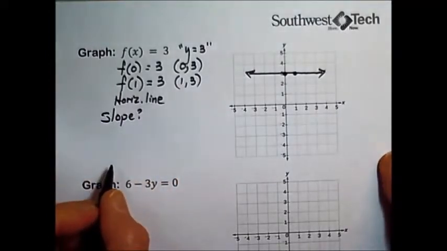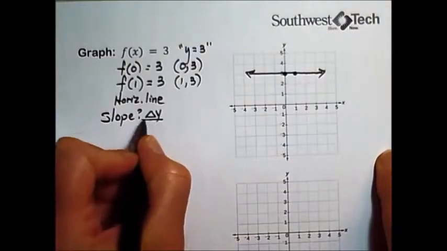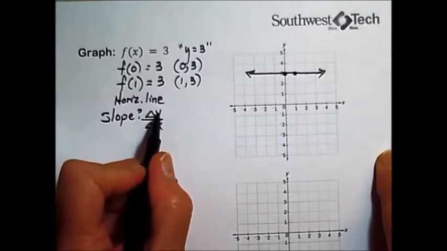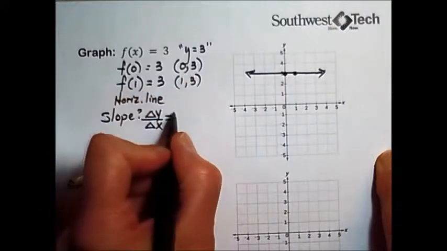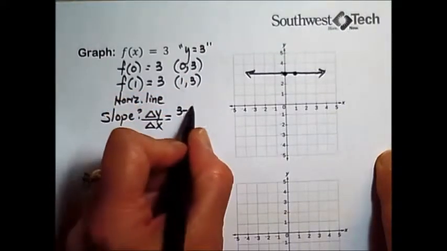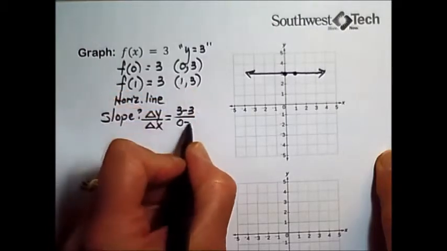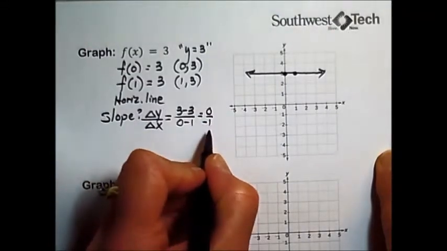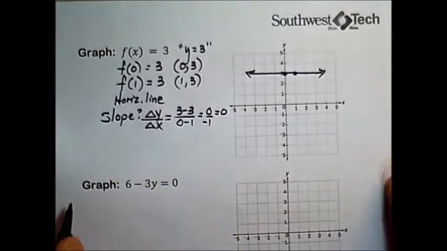Well, for the slope, we take the change in the y over the change in the x. In other words, the vertical difference over the horizontal difference. So if I take this y value minus the second point that I found over the first x coordinate minus the second x coordinate, we end up with a 0 over negative 1. 0 divided by any number is equal to 0. And this is true of any horizontal line.